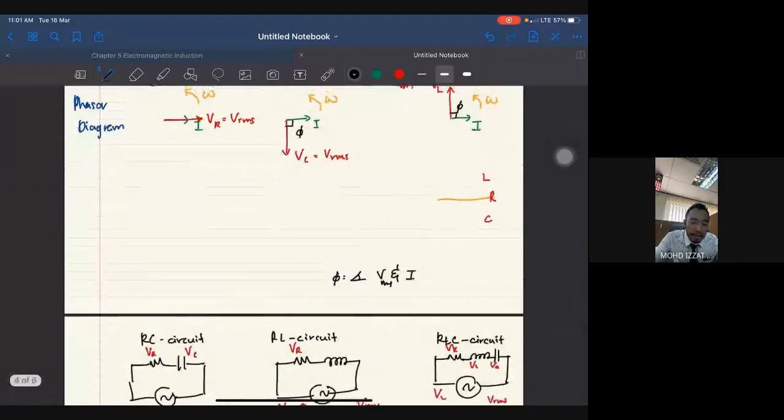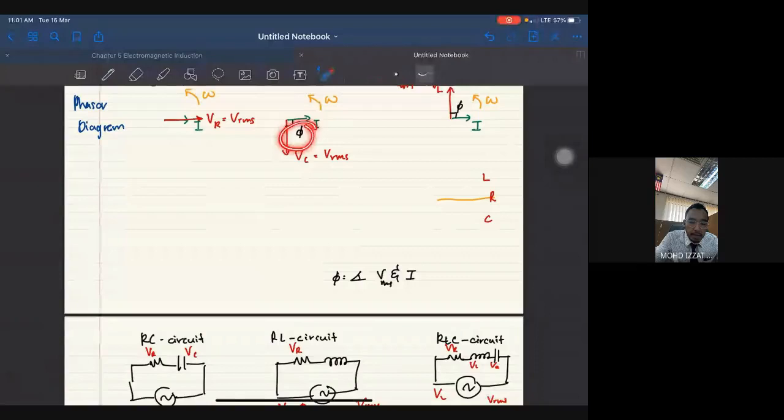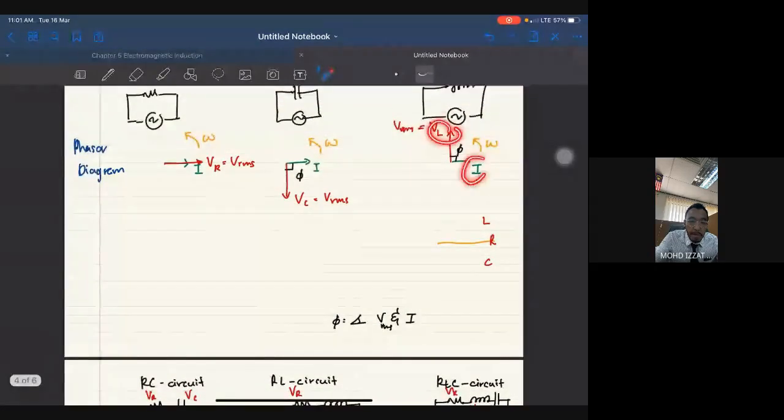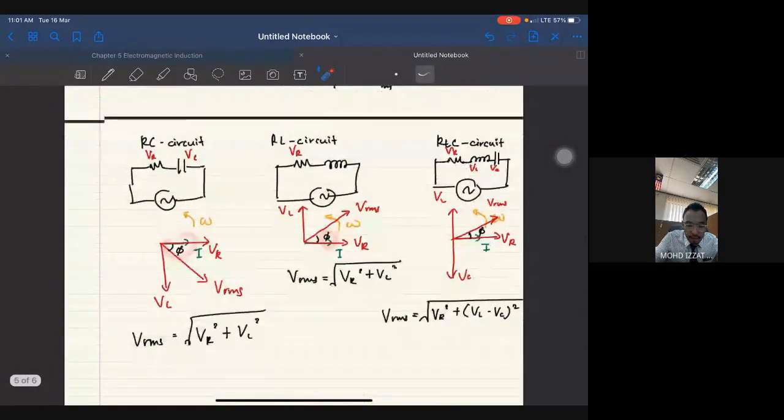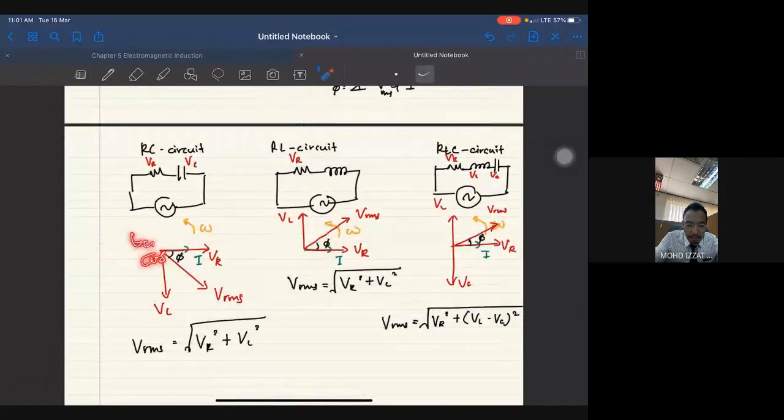So yang ni adalah 90 degrees, kamu boleh nampak lah. So actually over here you can see that current leads VC by 90 degrees. Okay, in this case voltage leads current by 90 degrees. Okay, this one you have to calculate phi dia tu. Kamu boleh pakai cos phi ataupun tangent phi, it doesn't matter because this one is basically just your trigonometry segitiga.